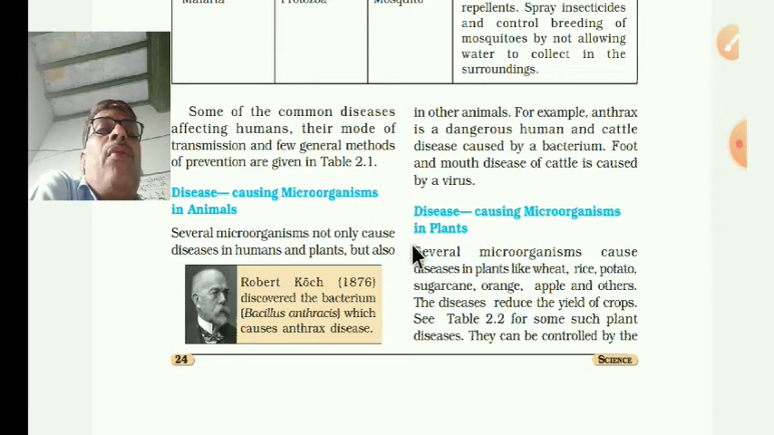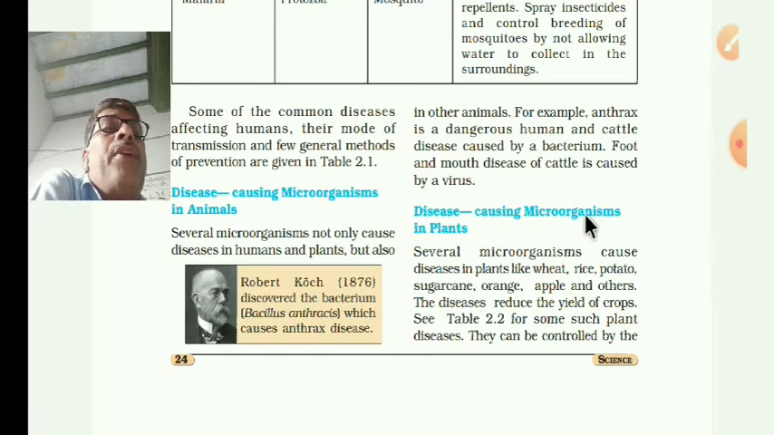Now we will see that. Here it is given: Robert Koch in 1876 discovered the bacterium Bacillus anthracis, which causes anthrax disease.